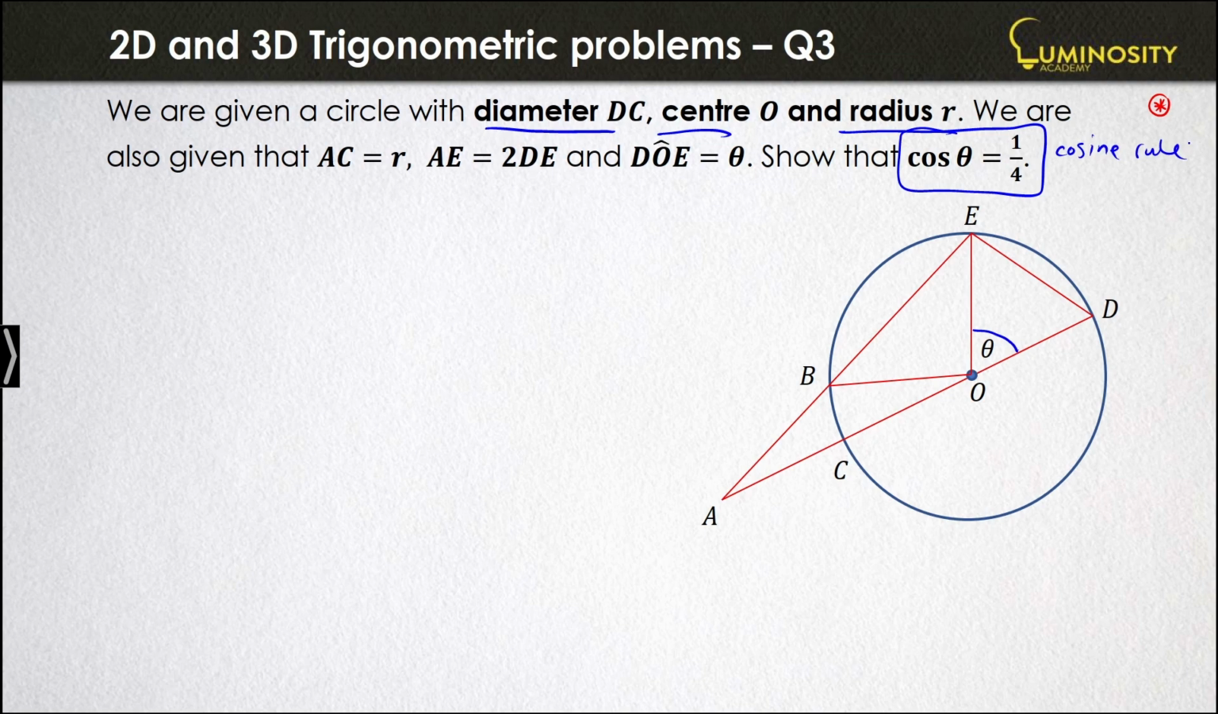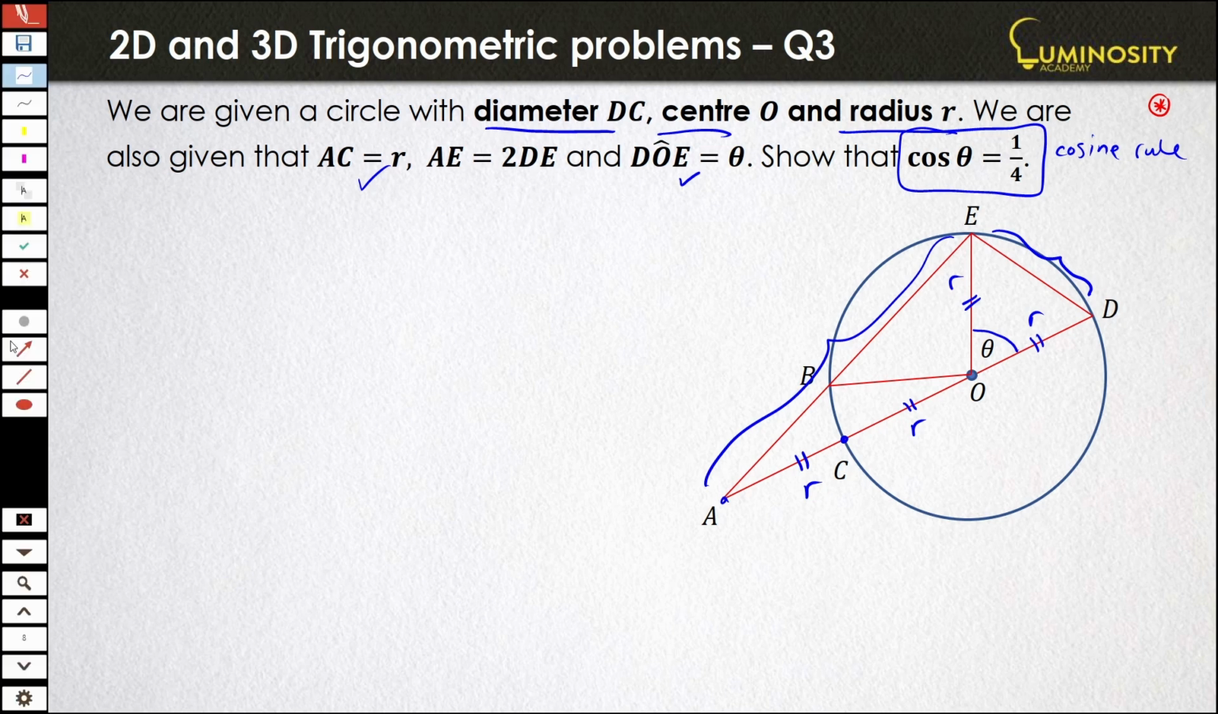Okay, so let's go ahead and put all the given information on the diagram. So DOE is theta, that's already there, so we've used that. We know that O is the center, so this is a radius length R. So OE, OD is also a radius length R. OC is also a radius length R. And we were told that AC, this length here, is also R. So from this point C to A. So we've used that. AE is twice DE. So the length here, AE, is twice the length of this length here. So that also might be important to use.